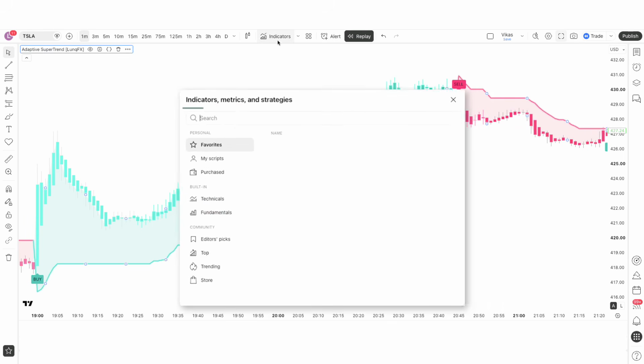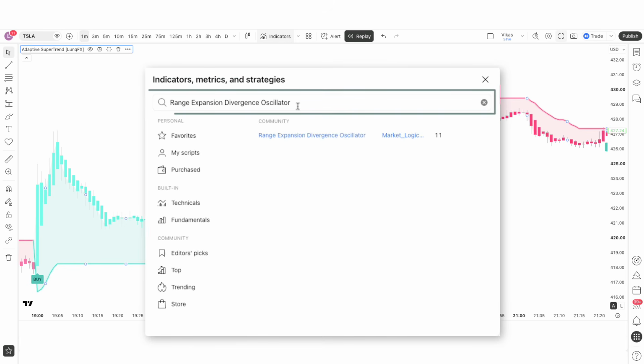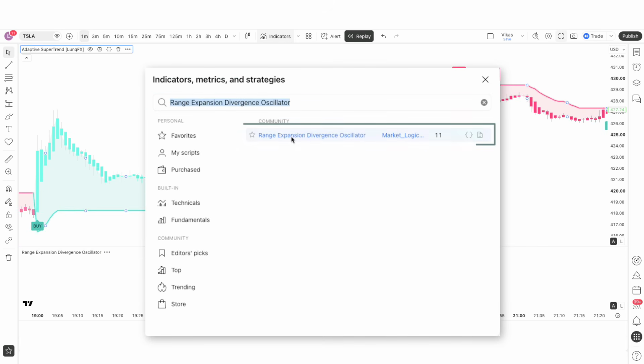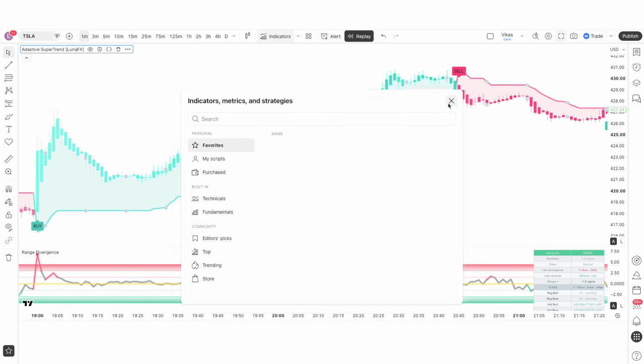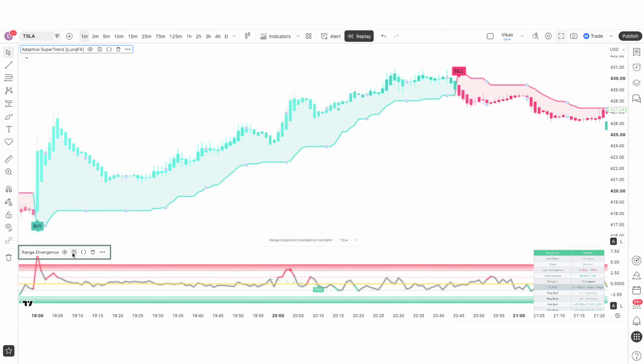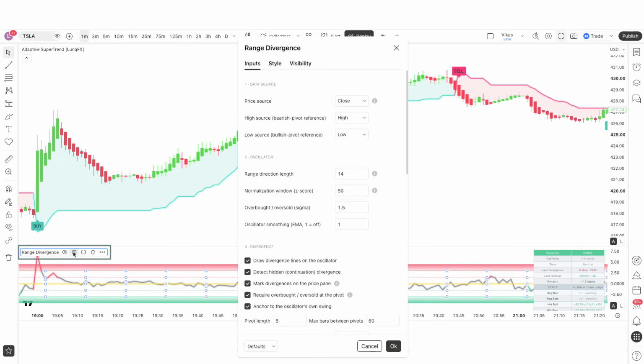Let's go to the indicator search, type Range Expansion Divergence Oscillator and select this one called Range Expansion, created by Market Logic. Now let's access the settings of this indicator so we can modify it to suit our strategy.